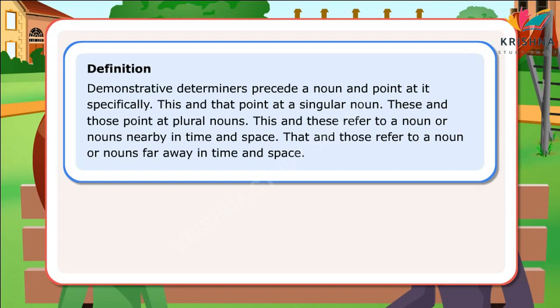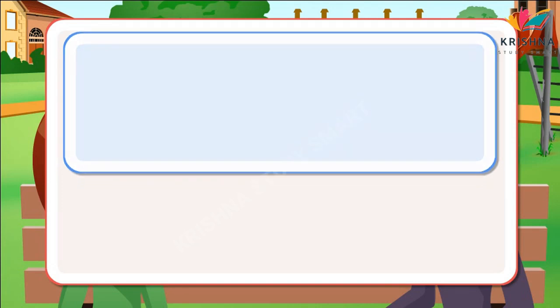This and that point at a singular noun. These and those point at plural nouns. This and these refer to a noun or nouns nearby in time and space. That and those refer to a noun or nouns far away in time and space. Let us look at a few sentences.